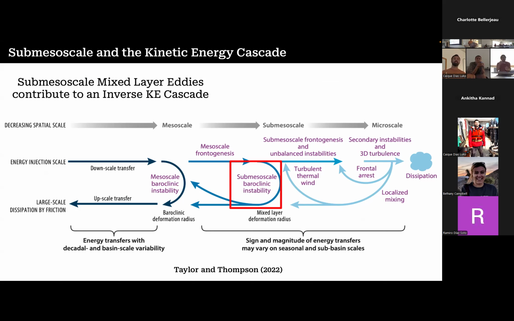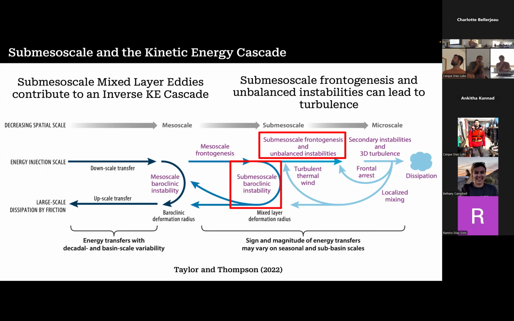In the inverse kinetic energy cascade, this is called 2D turbulence. You have smaller eddies merging into bigger eddies, and that's the 2D turbulence. But submesoscale frontogenesis and unbalanced instabilities contribute to the forward cascade, bringing energy to the 3D turbulence.